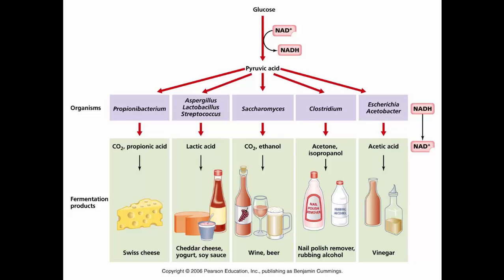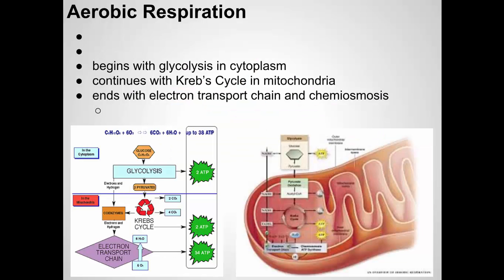Ethanol and carbon dioxide are produced in certain yeast, produce alcoholic beverages. Nail polish remover, acetone, is produced through fermentation. Vinegars are produced through different bacteria that turns the pyruvic acid into acetic acid. So there's all sorts of products. Sauerkraut, kimchi are all fermented products that people commonly use. All right, we're going to spend most of our time talking about the details of aerobic respiration. Respiration that uses oxygen.